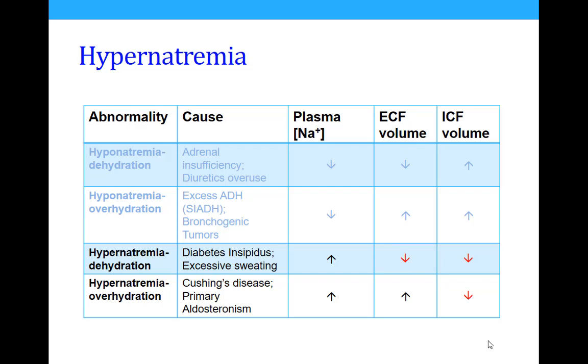Hypernatremia and overhydration occurs in cases of Cushing disease or primary aldosteronism. You have high aldosterone. What does it do? It reabsorbs sodium, right? Water also comes with it, but the primary role of aldosterone is reabsorption of sodium. So, mainly sodium level goes up, of course some water comes with it, but you will have hypernatremia plus overhydration. Cushing disease also, because Cushing disease has increase in cortisol, and cortisol at high levels acts like aldosterone. It can reabsorb some sodium.